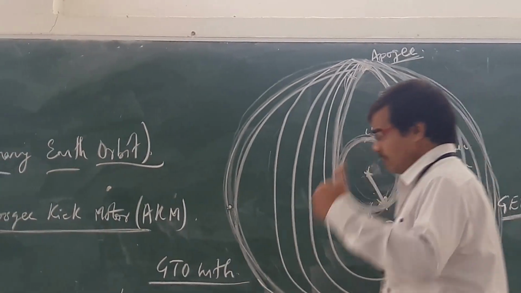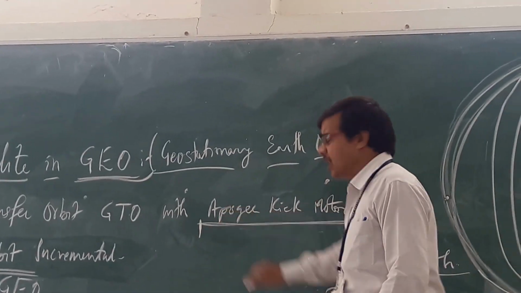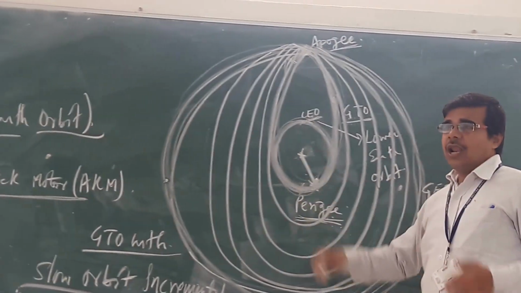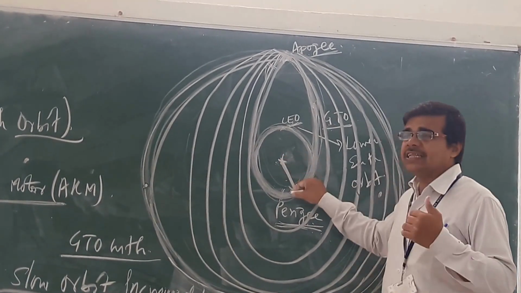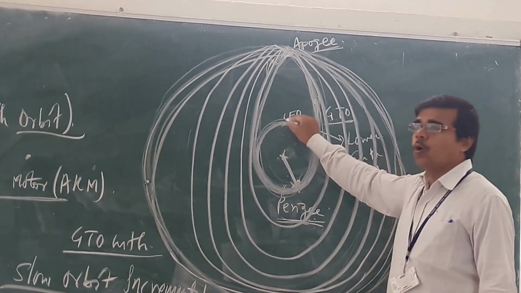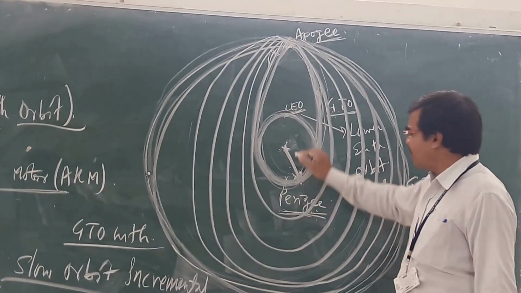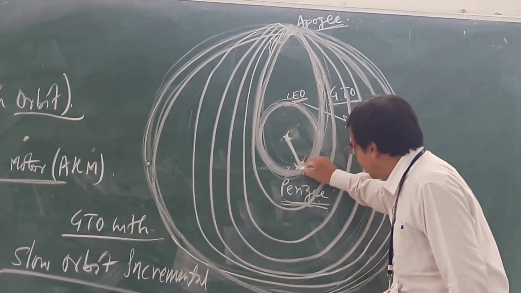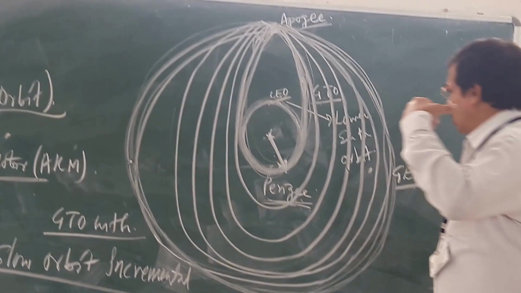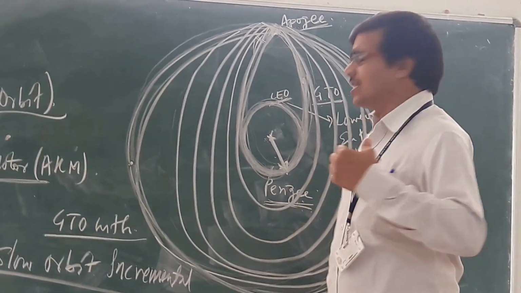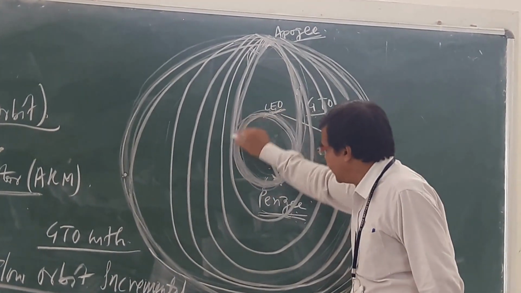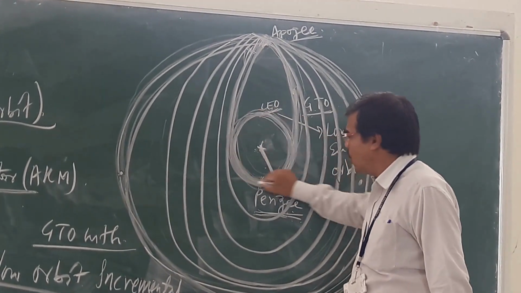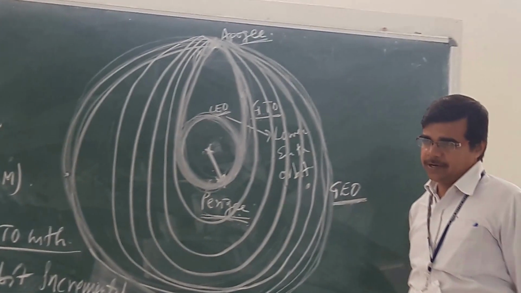Orbit incremental. Here also, as in the previous one, the launch vehicle is responsible for launching the satellite in lower Earth orbit. So from the Earth, it is launching it. Your launch vehicle is launching the satellite in your lower Earth orbit, and the satellite is rotating here in your lower Earth orbit.